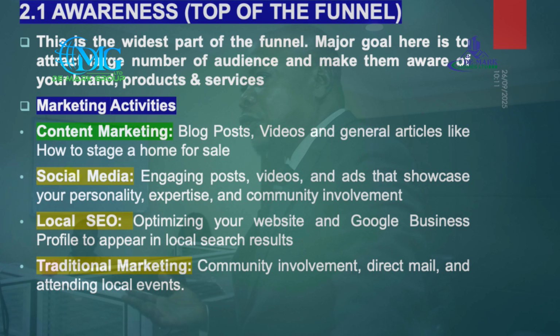Then here you'll be doing content marketing. We discussed some of these things last time: blog posts, videos, and general articles like how to stage a home, how to sell your home quickly, how to buy the best places in Abuja, for example. Then social media, engaging posts, videos, and ads that showcase your personality, expertise, and community involvement. Then local SEO, optimizing your website and Google business profile to appear in local search results.